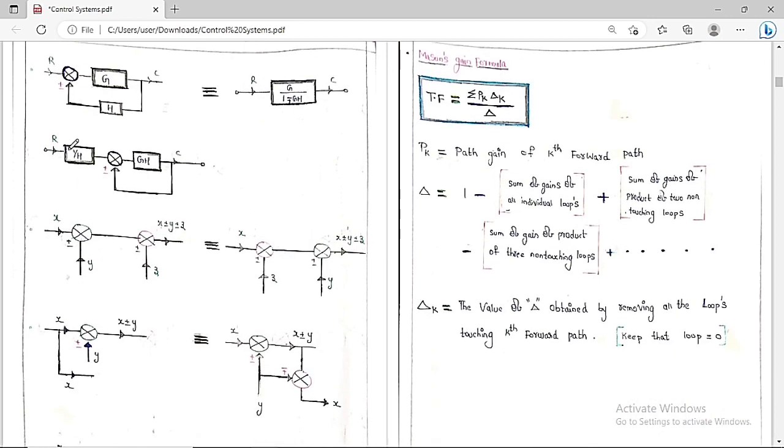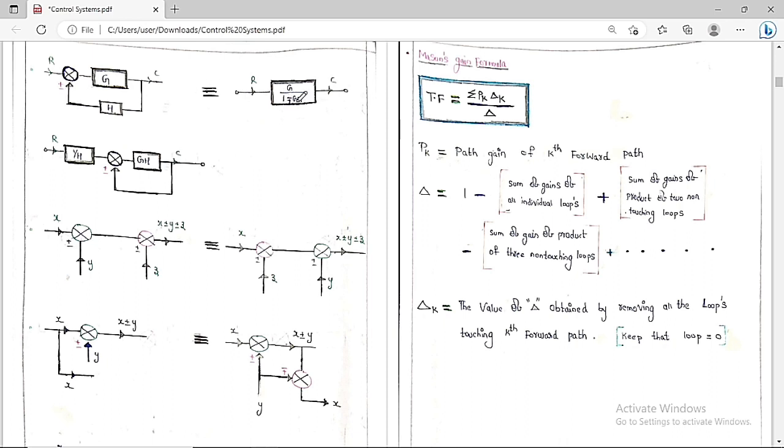Now for this block diagram, if the input is R, then the output is C. Here the gain is G, here the gain is H. So the feedback gain is H and the plant gain is G, here plus or minus. So what is the equivalent block diagram? It is G by 1 minus plus G into H. The input is R and the output is C. If it is plus, use minus here. If it is minus, use plus here.